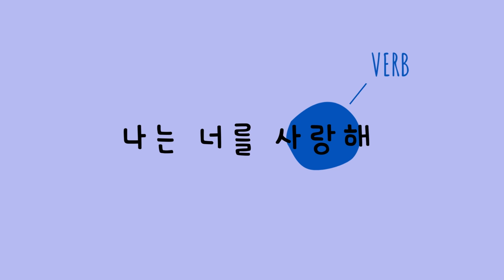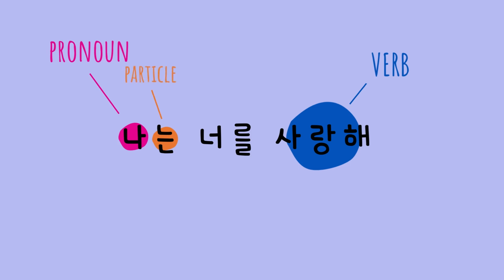So now that we know love is in the air, let's see who loves who. The first word, na, is a pronoun. It means I or me. It is in its informal form. Nun is attached directly to it. It's a particle, a topic particle. It tells us that I is the topic of the sentence.